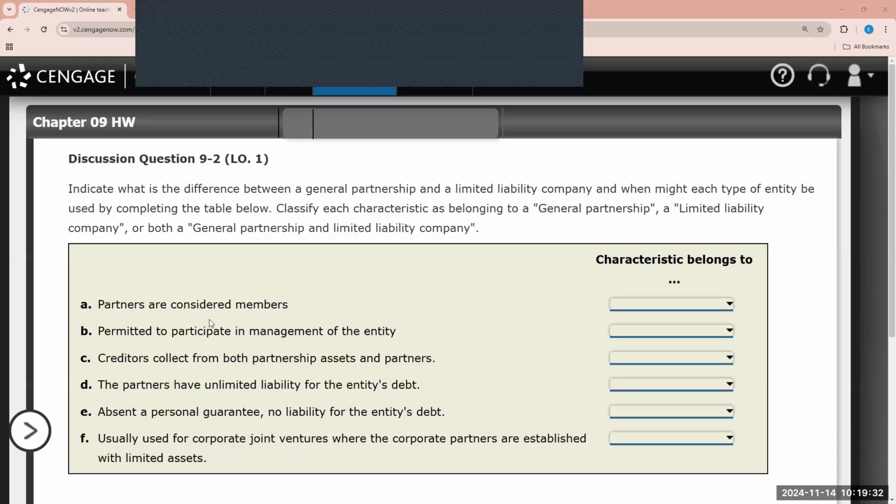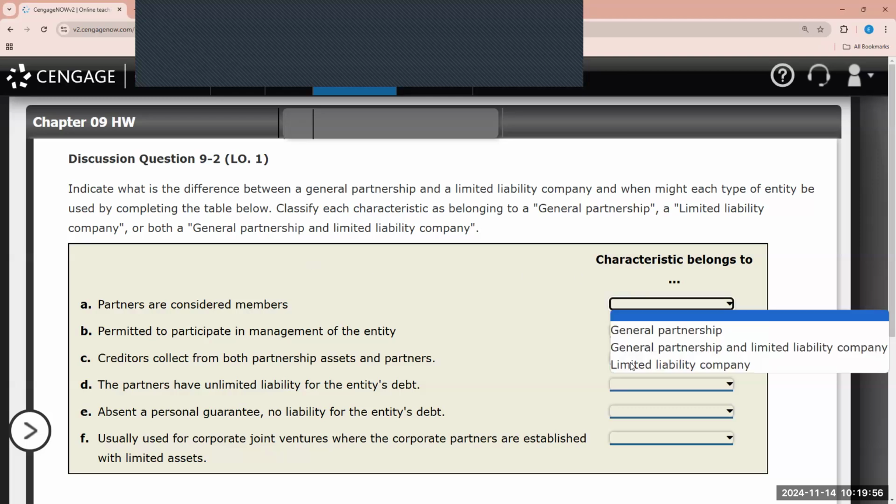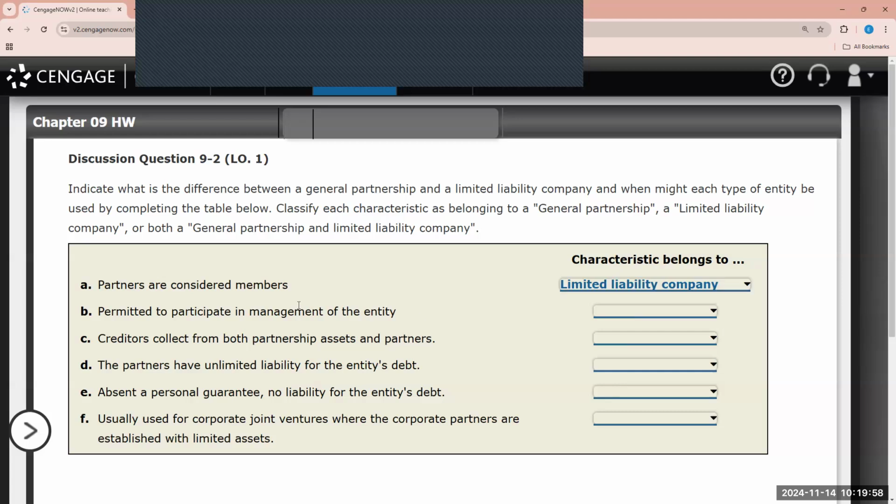So here it states partners are considered members for A. When we have a limited liability company, the owners are called members, and limited liability companies are often referred to as LLCs. These are like a hybrid type of a partnership. In a partnership, they're called partners. In an LLC, they are called members, but essentially, generally the same thing. So under an LLC, they call them members.